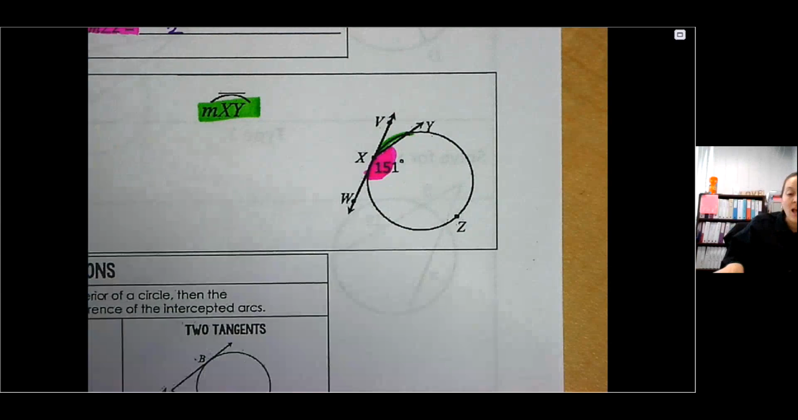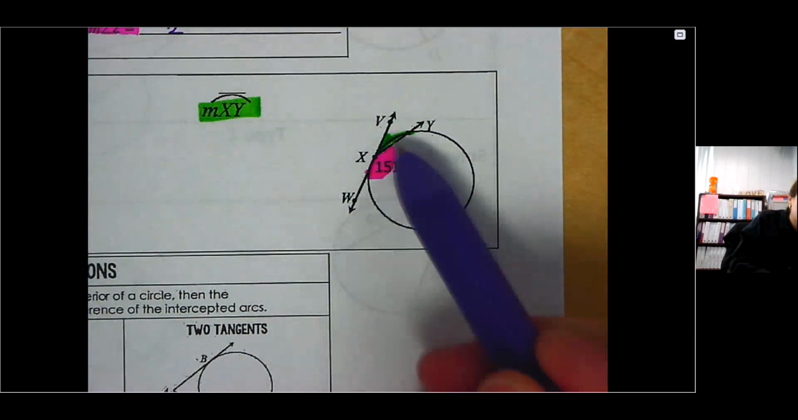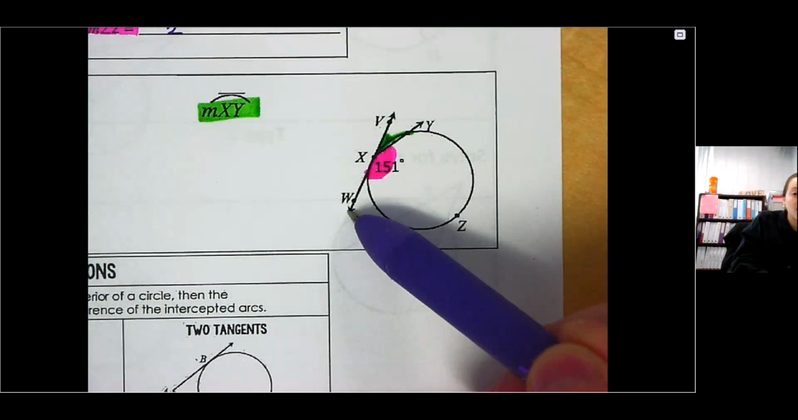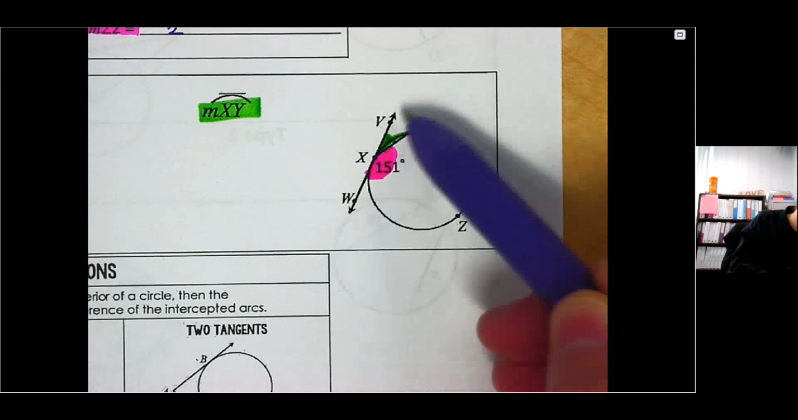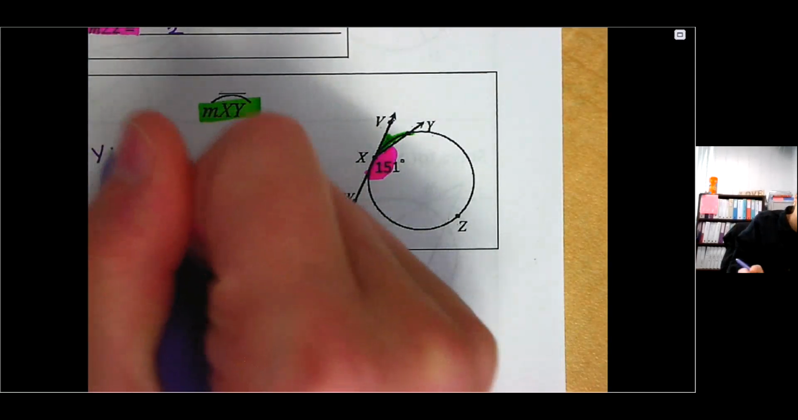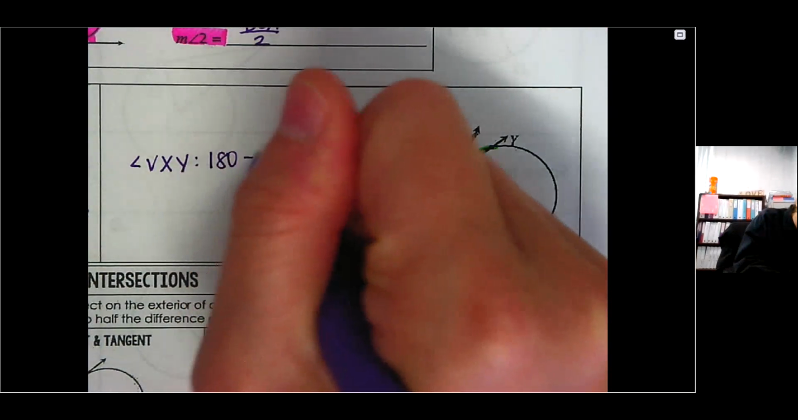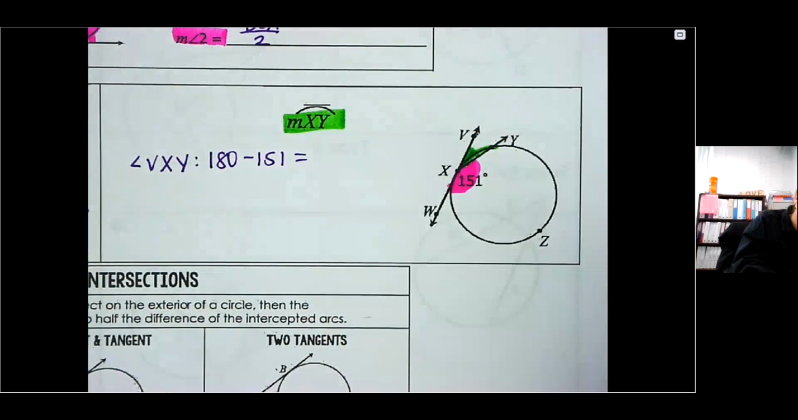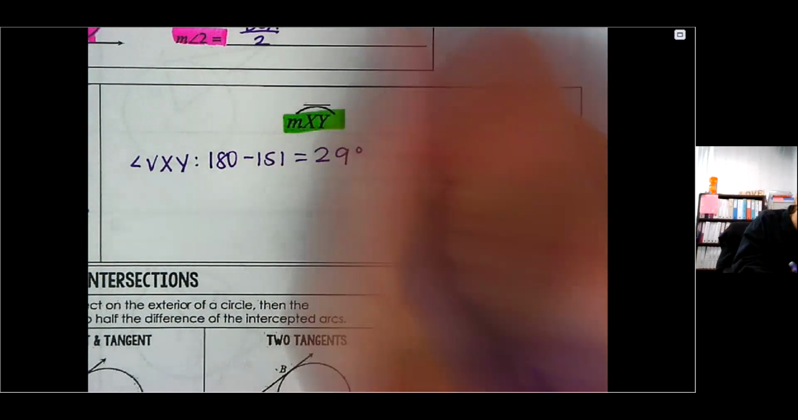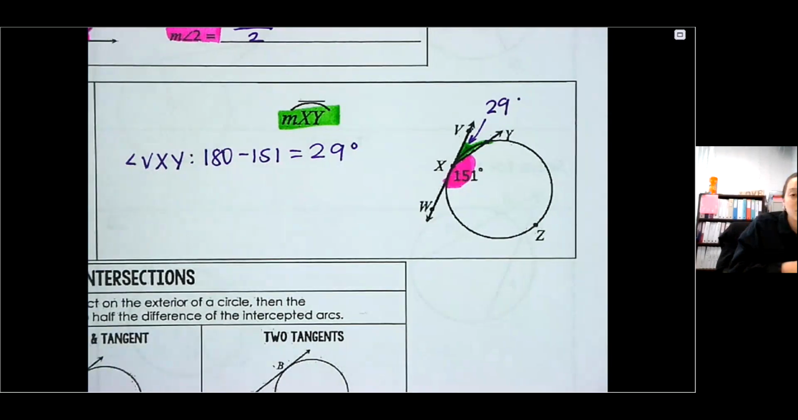This is a 151 degrees. Now, I can figure out angle X, not arc, but the angle, because these two put together make a straight line, which is 180. So to figure out angle VXY, I'm going to take 180 and subtract the 151. And I end up getting 29 degrees. So the angle right here is worth 29 degrees.